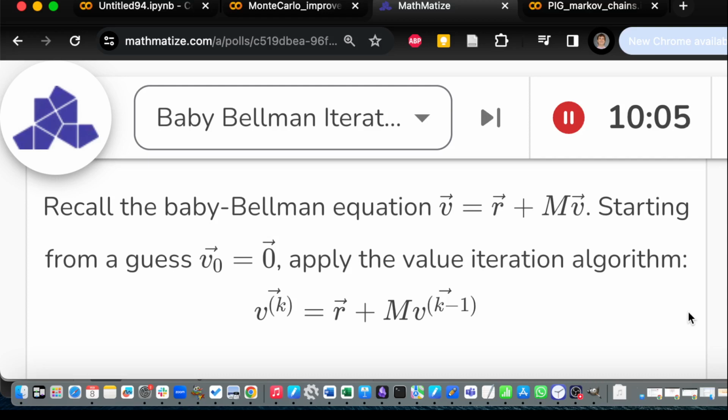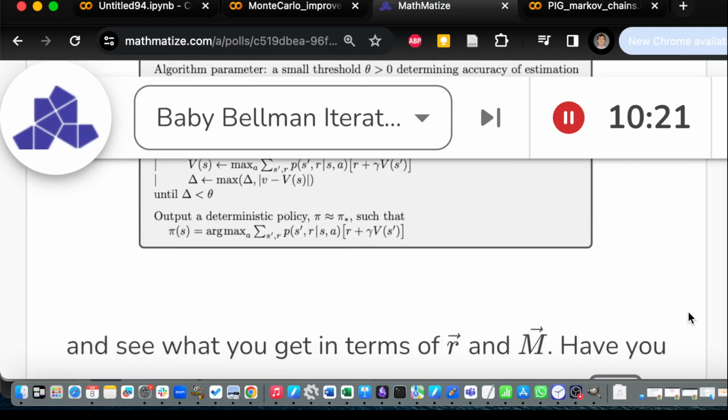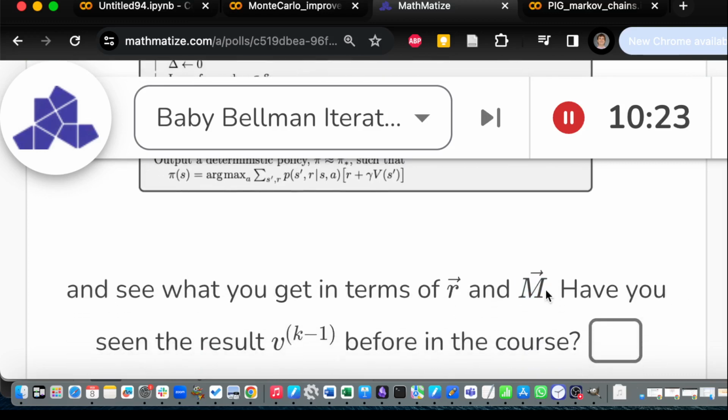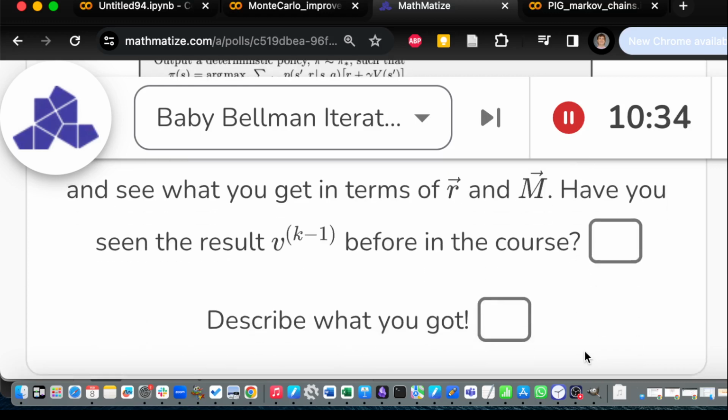Another way to say it is if you've pre-decided what your policy is going to be, then there is no choice on what you do, and you just follow the policy that somebody told you to follow. And then it's the baby Bellman equation. If you do this with pencil and paper, you're going to get some answer in terms of the reward vector R and the matrix M. M should not have a vector sign. M is a matrix. And the question is, the thing you get, have you seen it in the course before? And if you want to say what you got, you can describe it in this little text box.